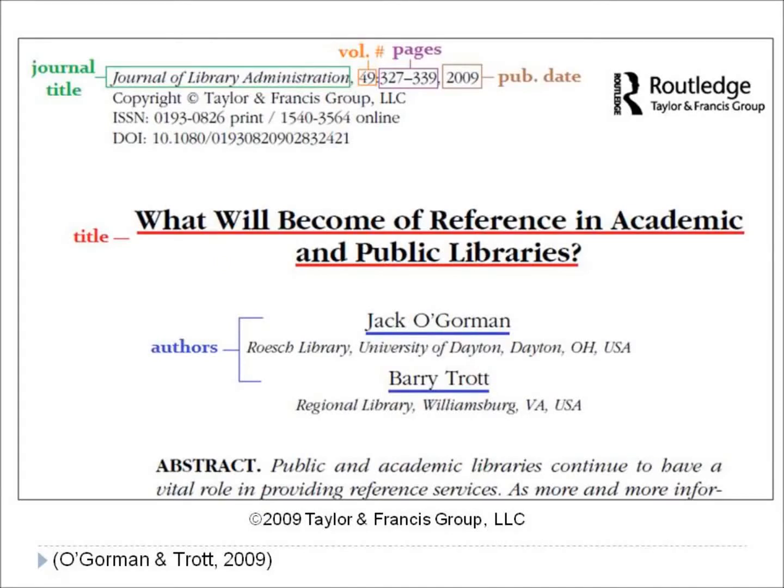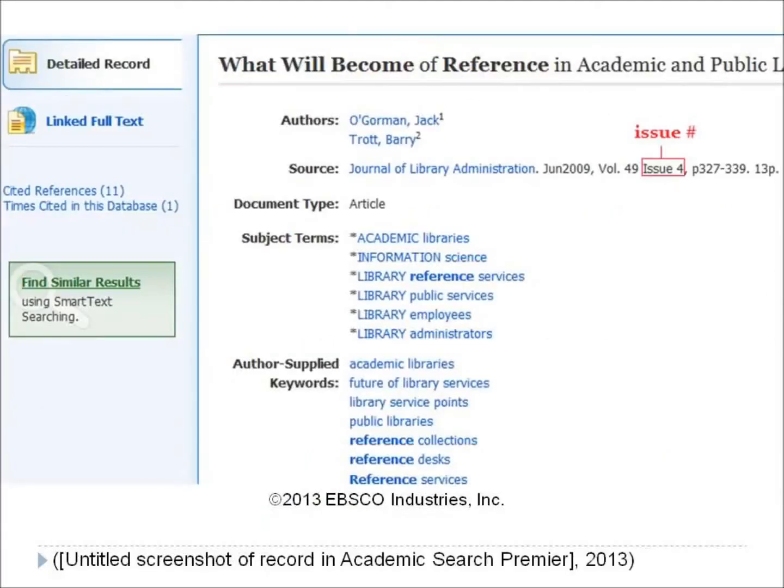article, as seen here. As usual, the title and author are in the center of the page, more visible than the other information. If you cannot find all necessary information in the article, you can also look in the database entry for the article. As you can see, this Academic Search Premier entry contains all information for the article, including the issue number that was missing on the first page.